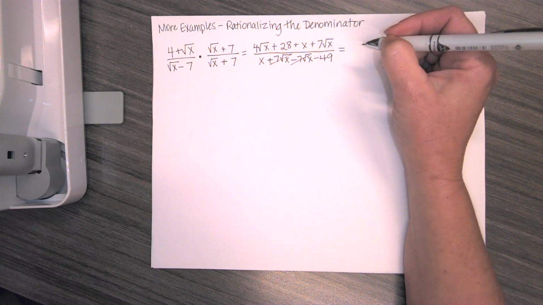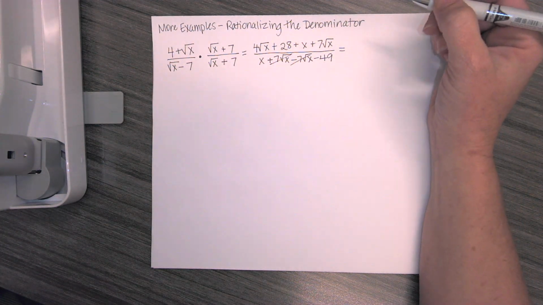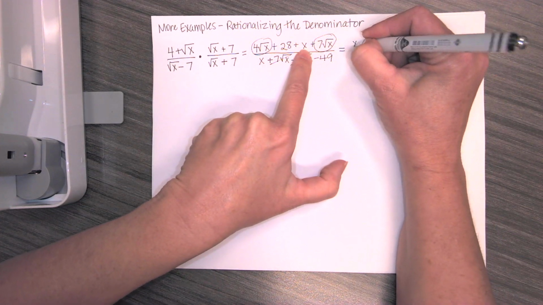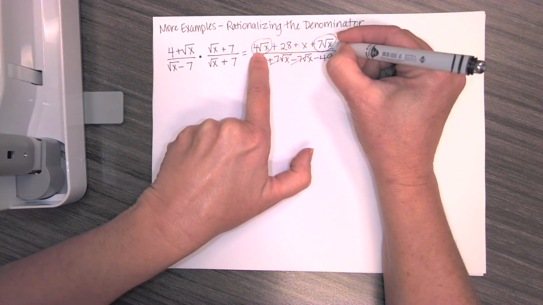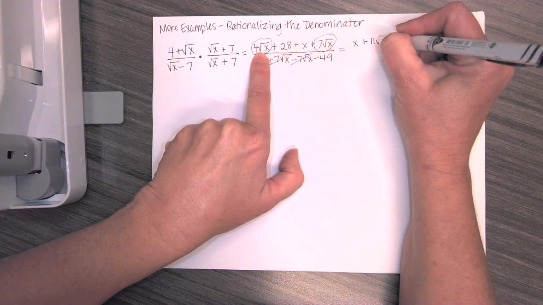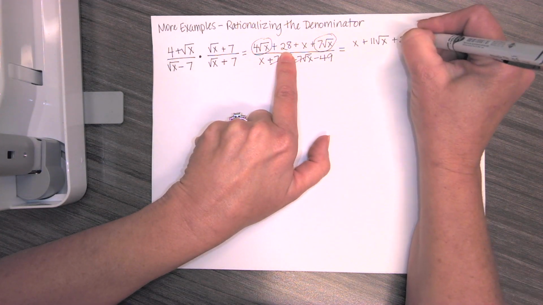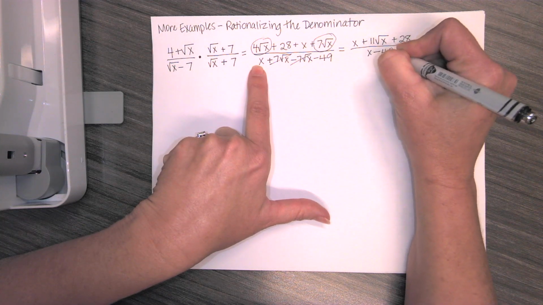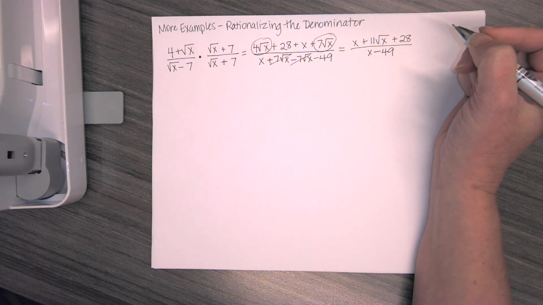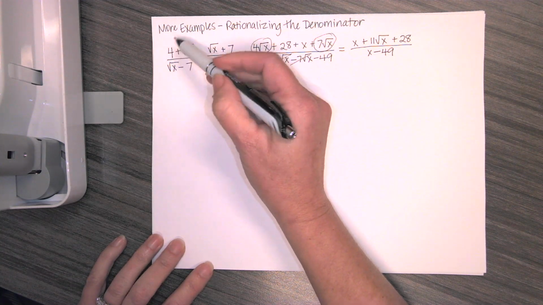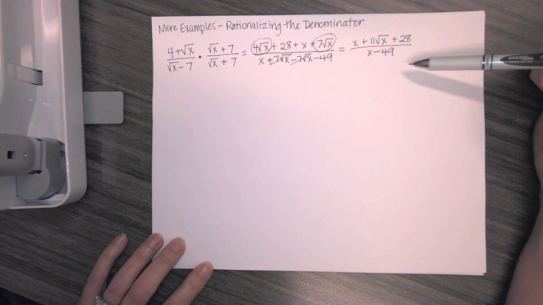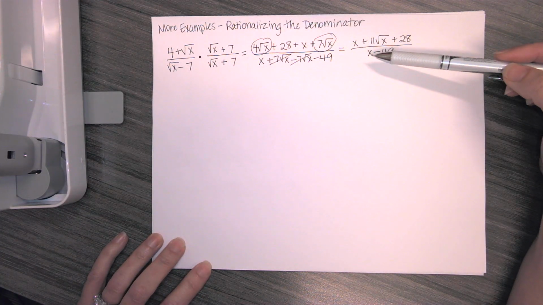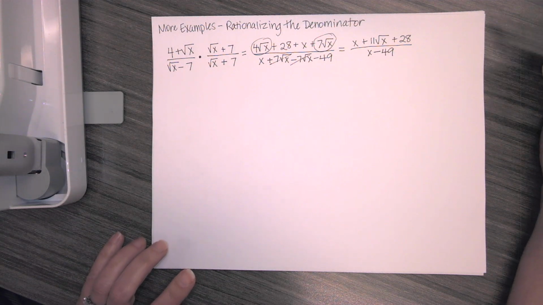So what we have now, let's see if we have any like terms that we can combine on top. We do here and here. We'll have an x plus, if we combine these two, 11 square roots of x, and then plus 28. And then on the bottom we will have x minus 49. And some of you might think this looks worse than what we started with, and I tend to agree. However, the whole point is to get rid of the square roots, or the radicals, that are in the denominator, and we did accomplish that.